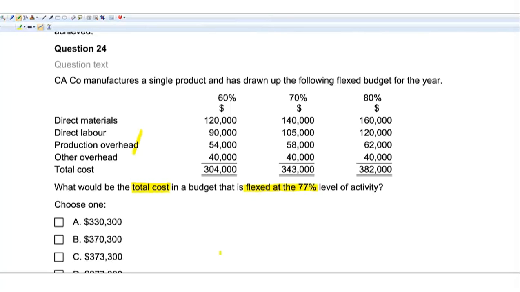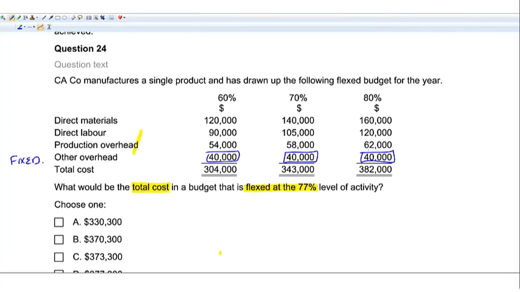So the first thing that we have to do is we need to establish the cost behaviour for each category of cost. It's likely that direct materials and direct labour are variable costs, but we're going to check that in a wee second using something called the high-low method. The production overhead could be variable or it could be a semi-variable cost, so there might be a fixed element included in there. But what we can identify straight away is that the other overheads are obviously a fixed cost. They do not change, they stay constant as the level of activity changes.